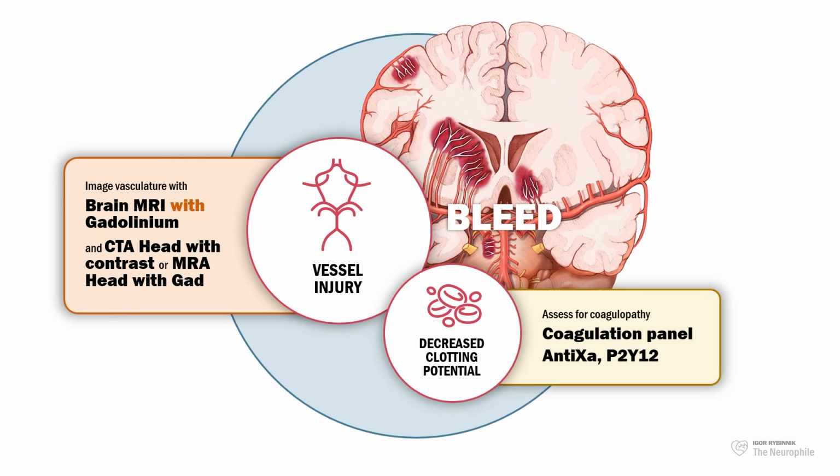So we start with a basic coagulation panel to check for any coagulopathy, and sometimes we send additional tests, like anti-10A, P2Y12, where appropriate. To assess for a macrovascular cause, we use CTA or MRI of the head with contrast. We also perform an MRI of the brain with gadolinium to look for a neoplasm. MRI has special sequences which are particularly useful in identifying chronic microbleeds, which is a sign of vasculopathy.